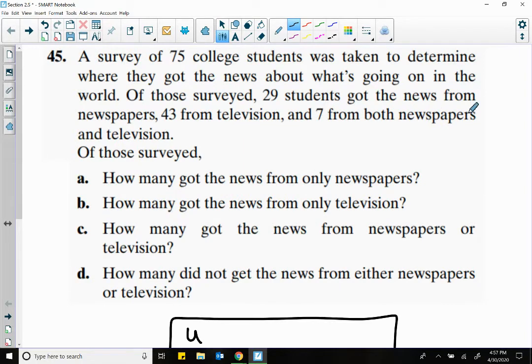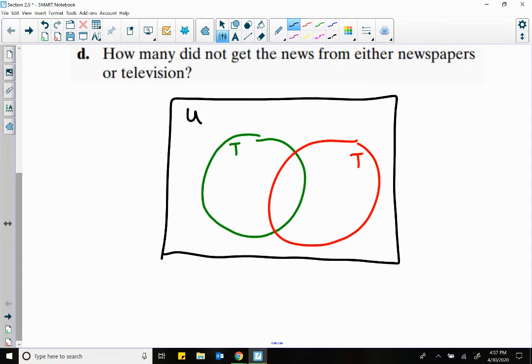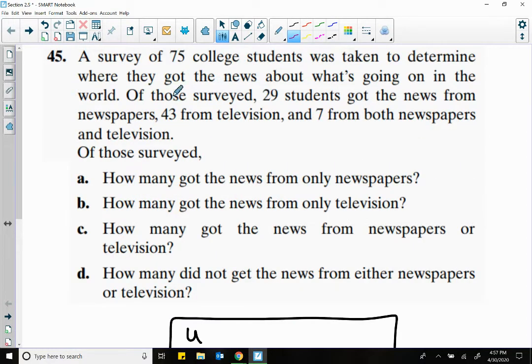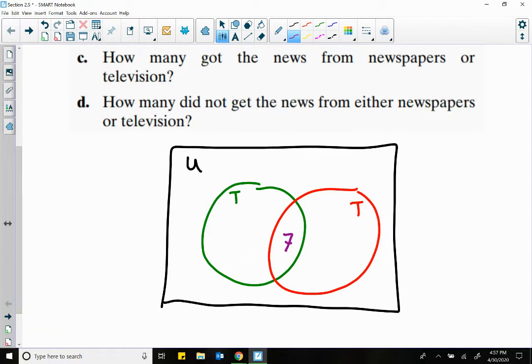Well, this is the only number we can trust right here: 7 from both newspapers and television. So that's what they both have in common. So right in here in the middle is the number 7. Everybody else, all these other numbers up here, the 29, the 43, and the 75, are going to change because of that. Okay? So in here, and that shouldn't be a T, that should be an N. Silly me.